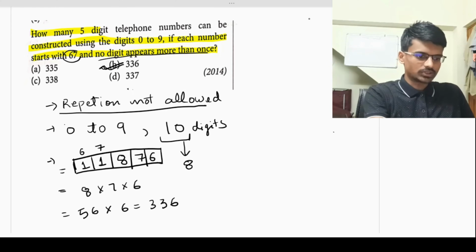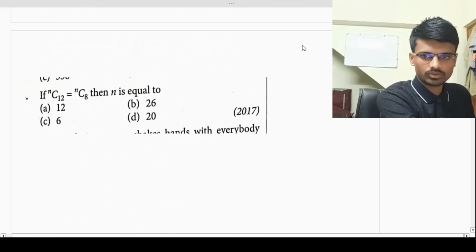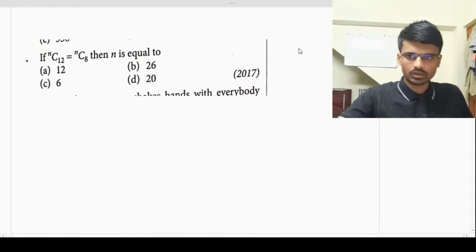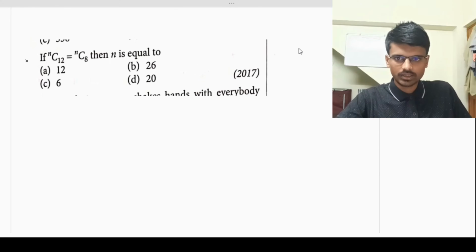Let's go to the next question. So what does it say? If nC12 equal to nC8, then n is equal to? We know one standard relation: nCr is equal to nC(n minus r).